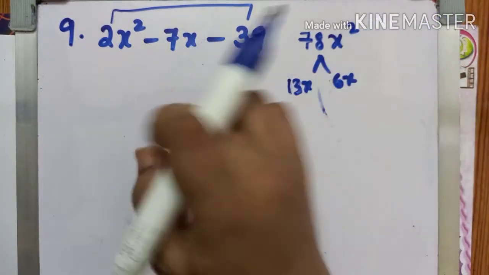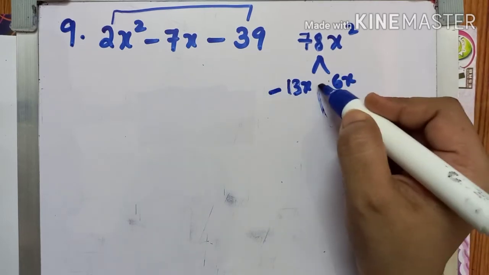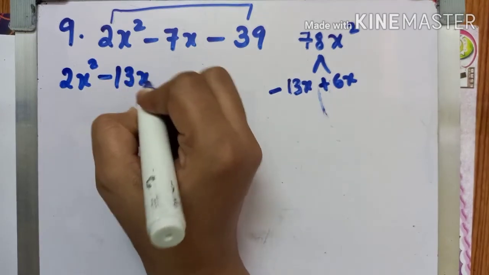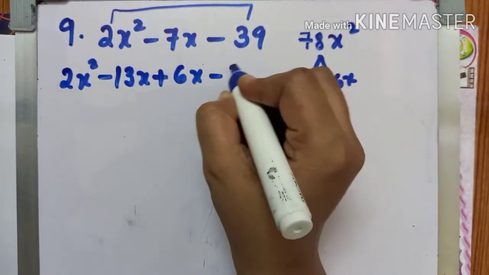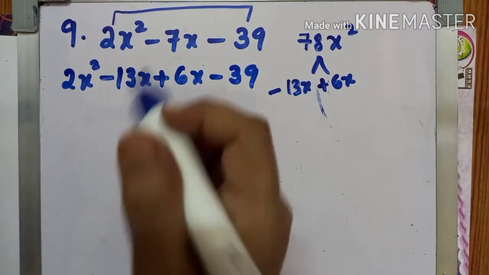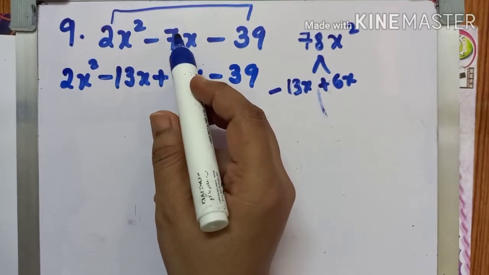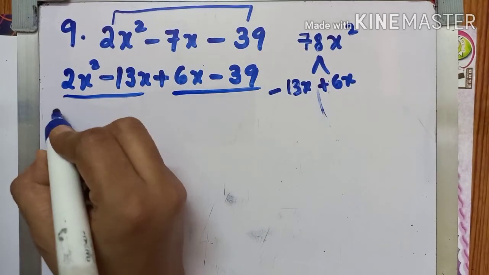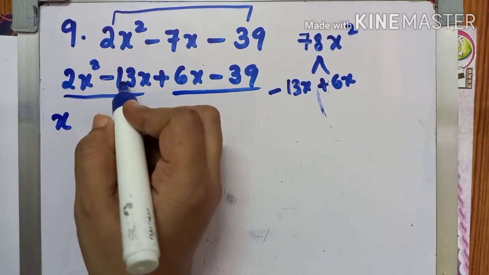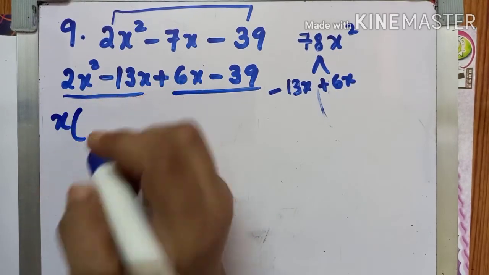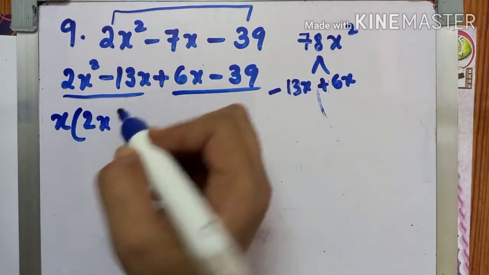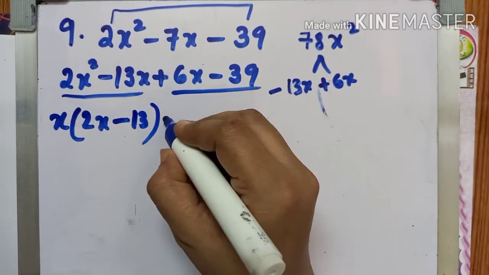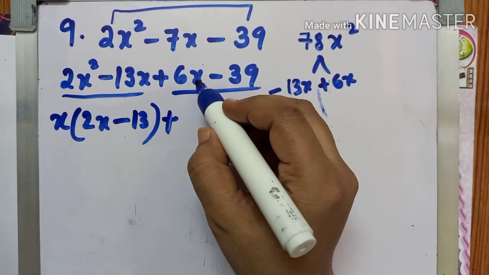Okay, but actually here minus is here, that's why minus you have to put here and plus you have to put here. So 2x square minus 13x plus 6x minus 39. Okay, so now minus 13x plus 6x will give you minus 7x. Now from these two terms you have to take common. So here x you can take common, 2 and 13 is there, you can take nothing. So just x you have to take. Then what is remaining? 2x, then minus this 13 because already x has been taken outside the bracket. Then plus here 6x and here 39.